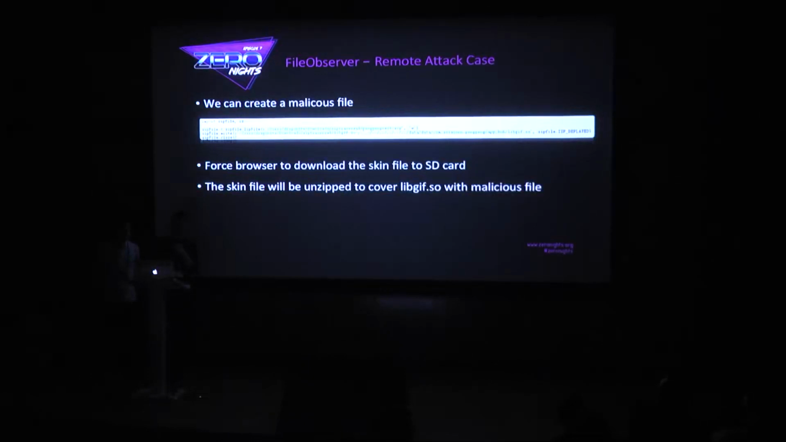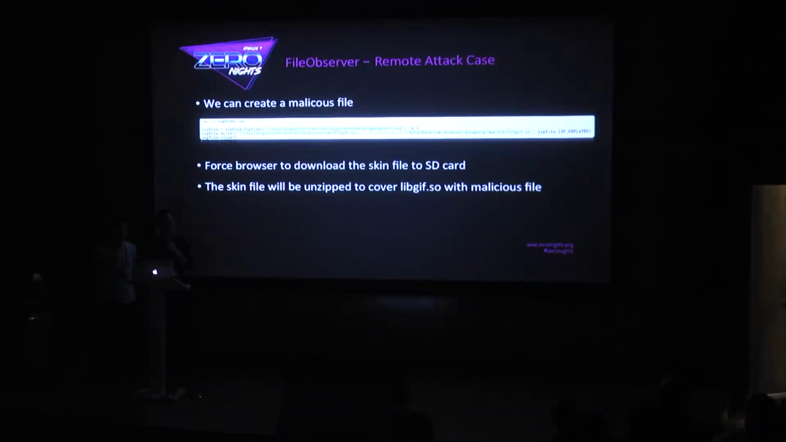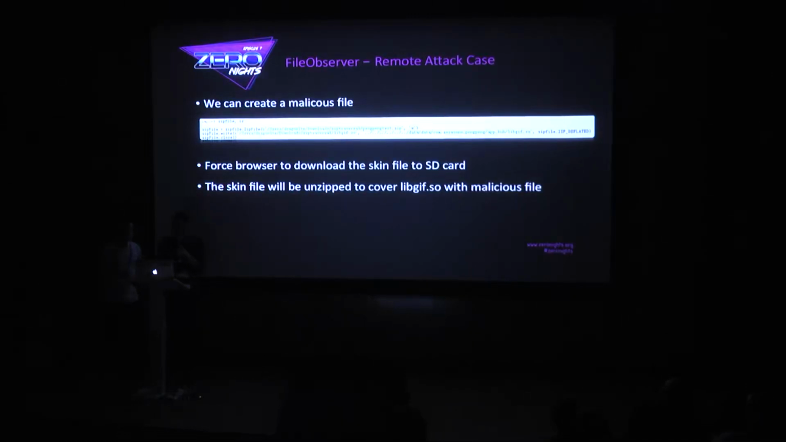Now look at this small Python code snippet. We can use this code to create a malicious file, and then force the browser to download the scheme file to the SD card. Then the scheme file will be unzipped to cover the live GIF with the malicious file, so we can get a remote shell.